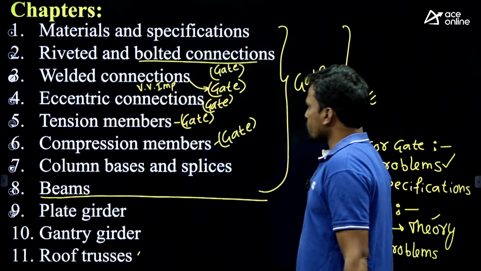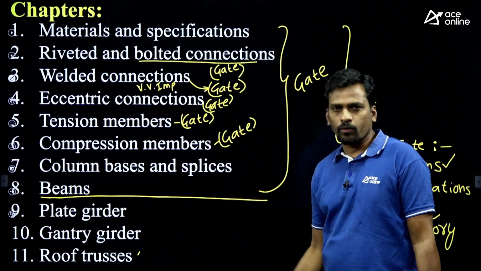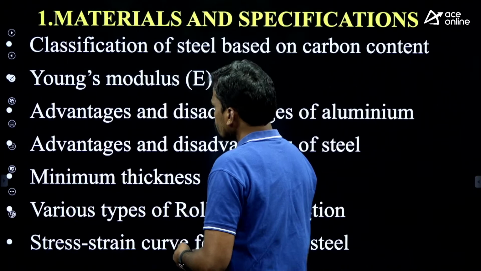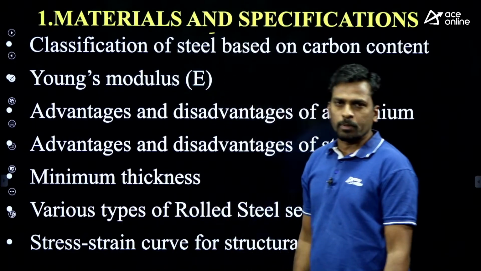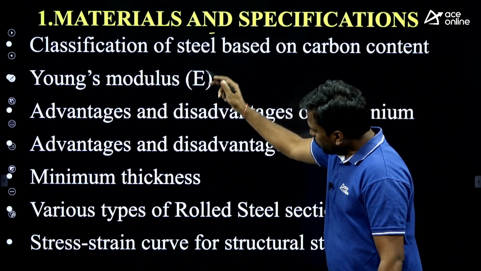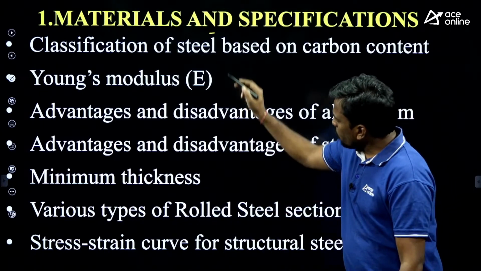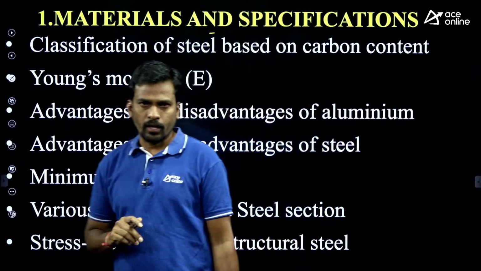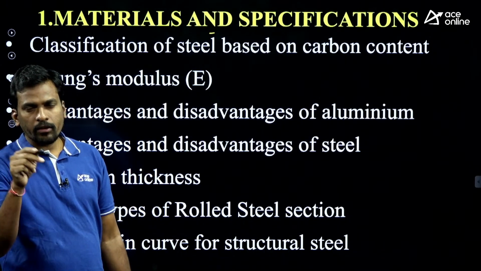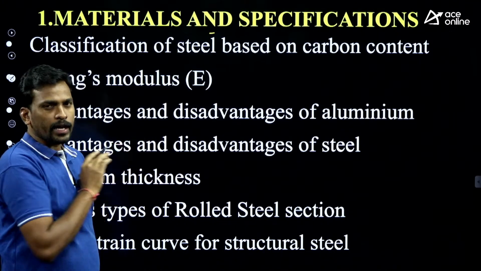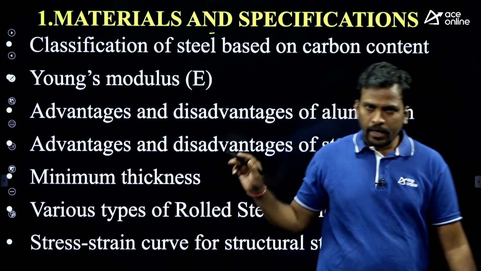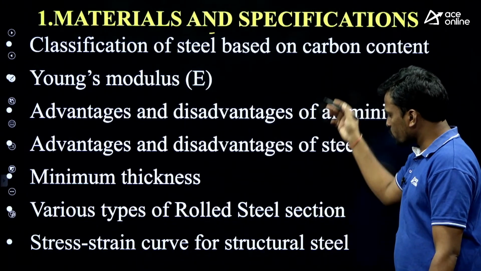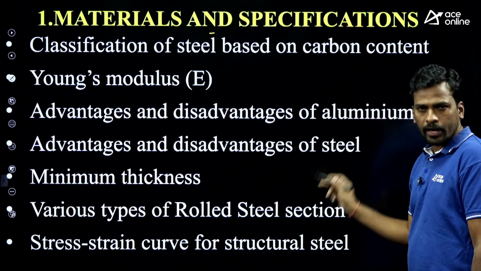Right. Now we'll see chapter wise what are the topics we have and what are the important topics for GATE and IES people. Now this is the first chapter, Material and Specification. Students, the topics I have given, IES people, you have to revise all these topics. But for GATE people, all these topics are not required. And wherever required, I'll mention separately for GATE. Just go through these topics, I already explained the concepts in class. This is for IES people.